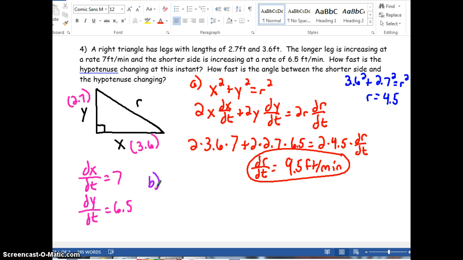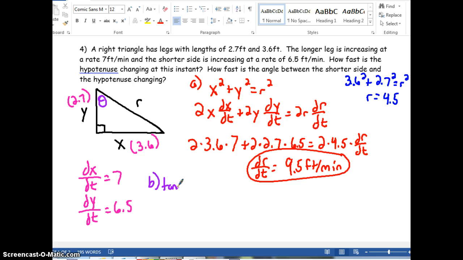Part B asks how fast the angle between the shorter side, which here is y, and the hypotenuse changes. That's looking for this angle up here, so there's my theta. When I solve this, I'm going to take my derivative after I find my trig function. So which trig function are you going to use?